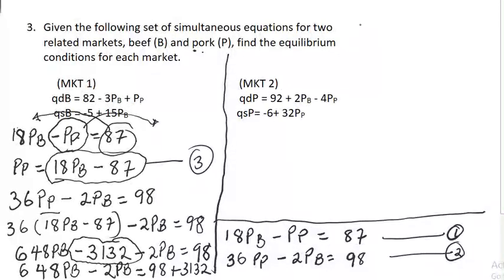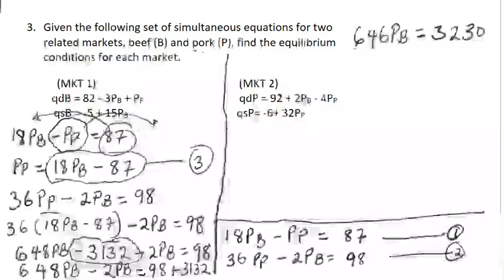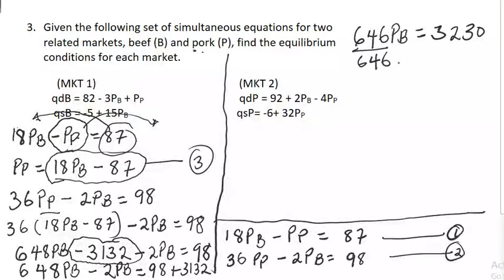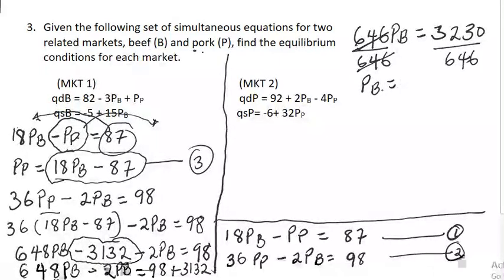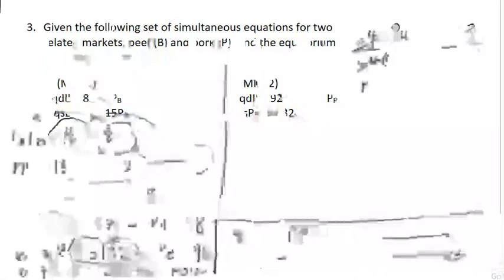Let me solve here. We now have 646 pb equals 98 plus 3,132, which will give me 3,230. Okay, now to get our pb, we divide both sides by 646. Divide this side by 646 and also divide the other side by 646. 646 cancels 646. pb equals 3230 divided by 646. Punch it into the calculator. You get 5 as your answer.